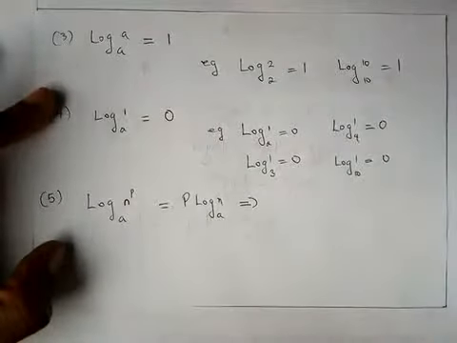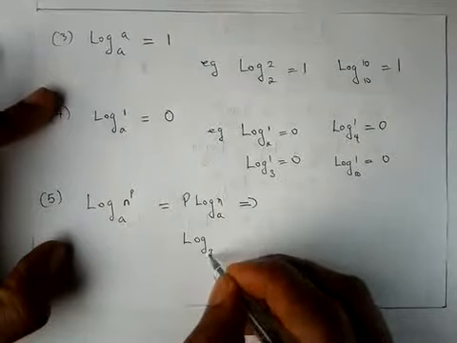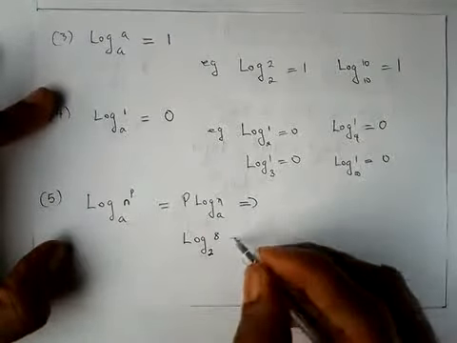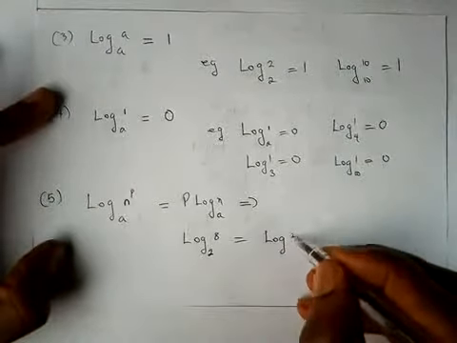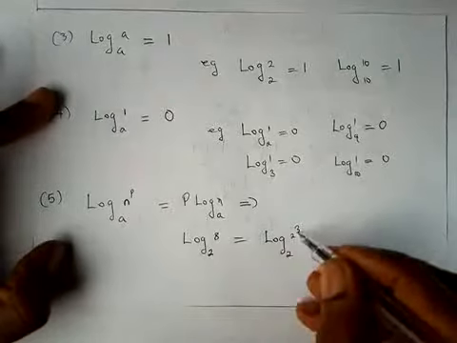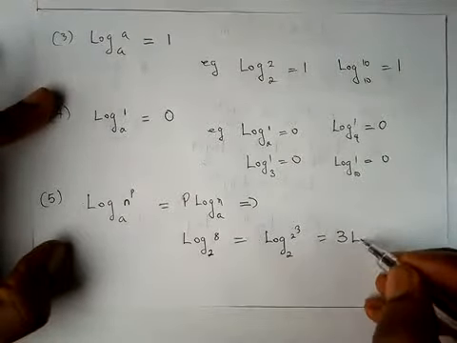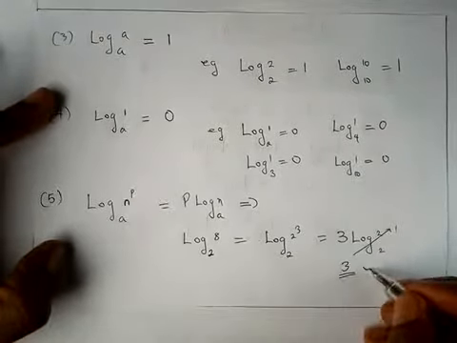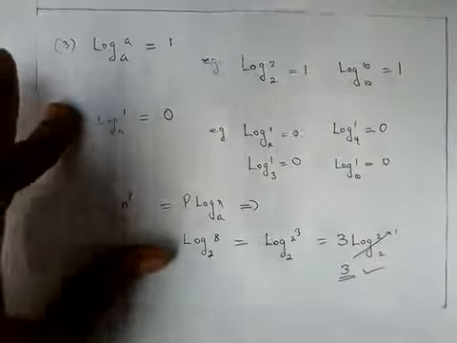Now take for instance, we have log 8 to base 2. Now log 8 to base 2, 8 is 2 raised to power 3, right? Okay, so this 3 can come down here, since this is a power, so that you have 3 log 2 to base 2. Log 2 to base 2 is 1, so 3 times 1 is 3. Okay, that's the fifth law.